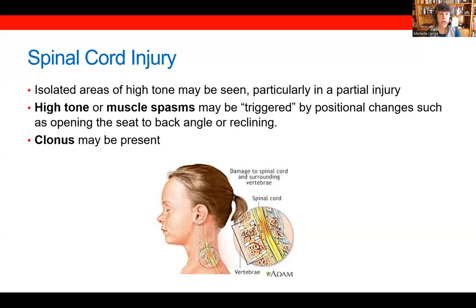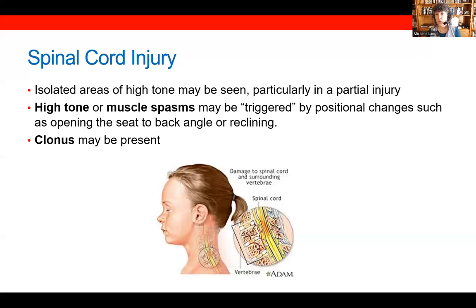And there can be isolated areas of high tone, particularly in people that have a partial injury to the spinal cord. High tone or muscle spasms may be triggered by certain events, including a positional change, such as opening the seat to back angle or reclining. So you might notice as you recline a client with a spinal cord injury that there may be an increase in tone, there may be spasms, there may be clonus.